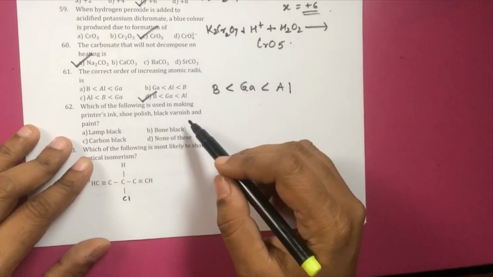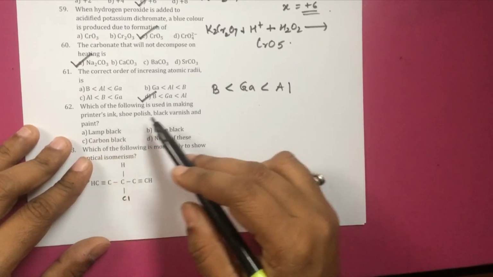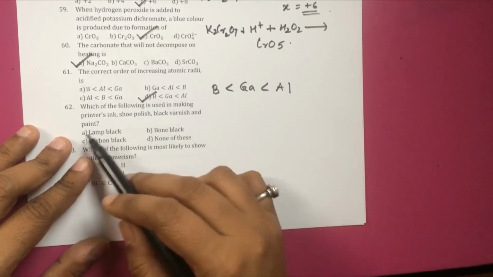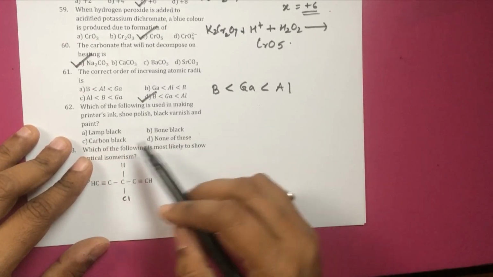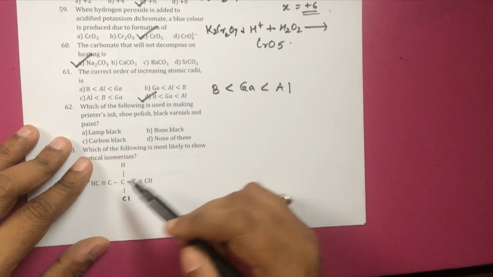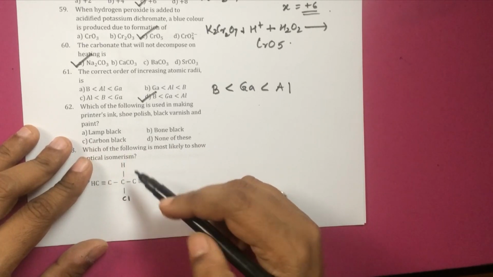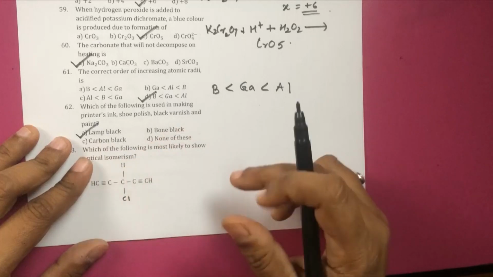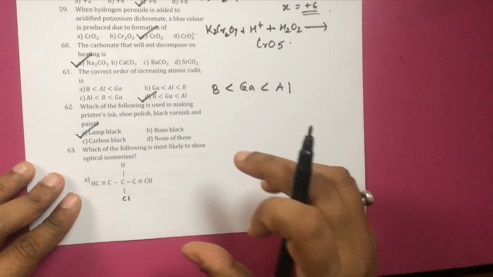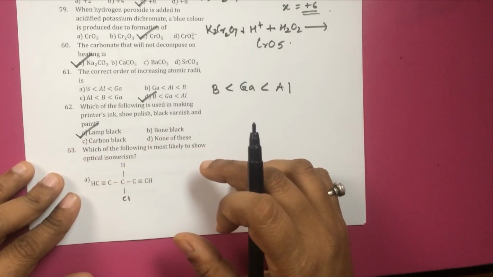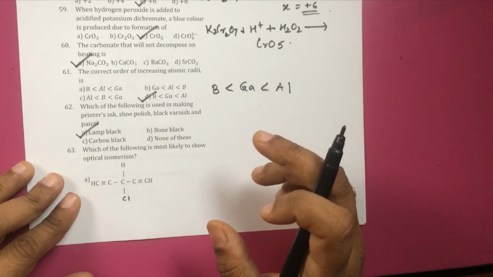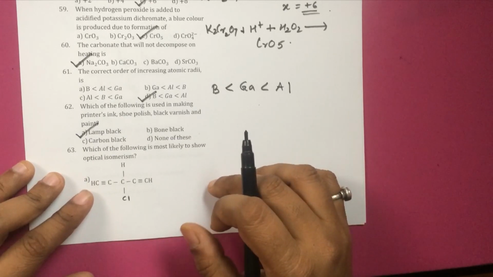Question number 62. Which of the following is used in making printing ink, shoe polish, black varnish and the pen? Lamp black, bone black, that is carbon black, and none of the above. The answer is lamp black, which is used for all purposes. Carbon black is used for making tires, while bone black is used for the decolorization of sugar.